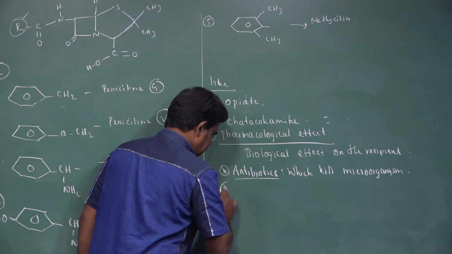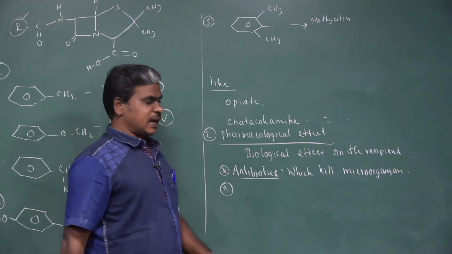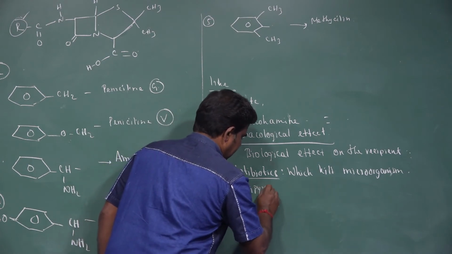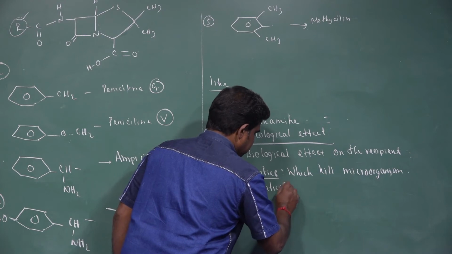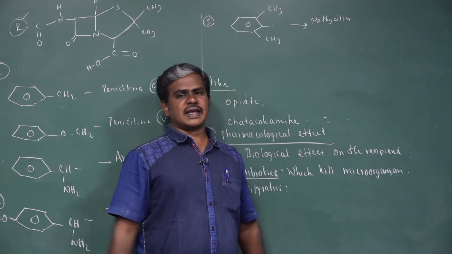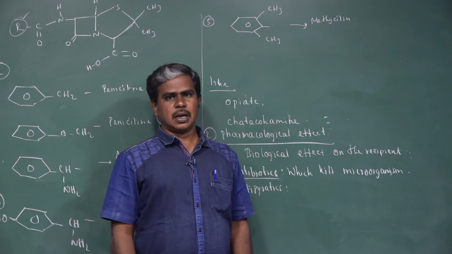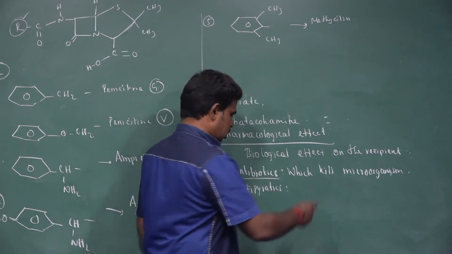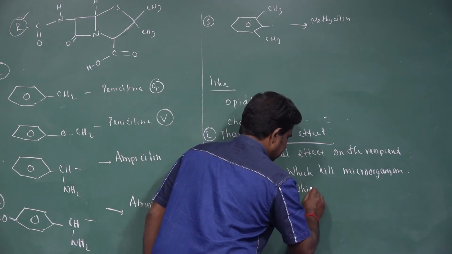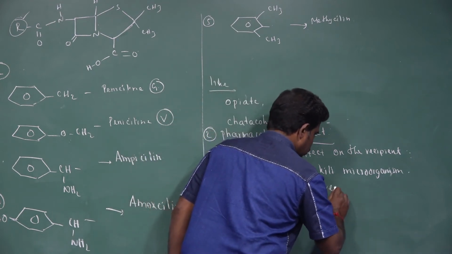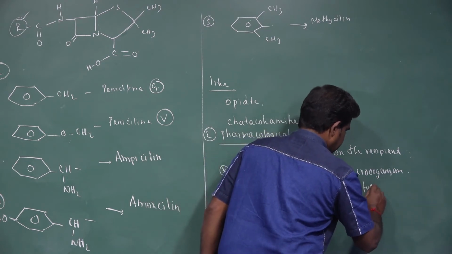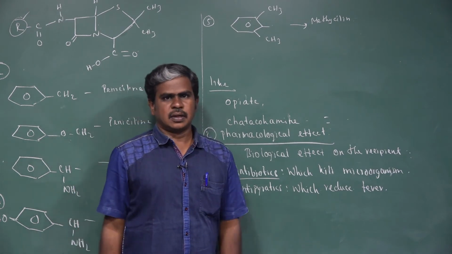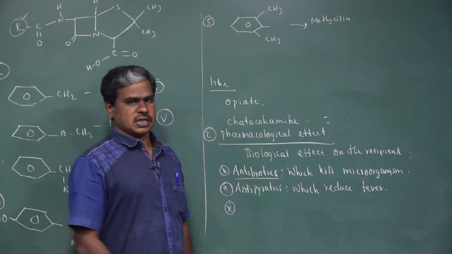And we are taking the next one, it is antipyretics. Antipyretics are used to reduce fever. For example, we are using paracetamol and Dolo 650, all are antipyretics which reduce fever. So what is the action? Which reduces fever. And we are taking the next one, anesthetic, which produces loss of consciousness.